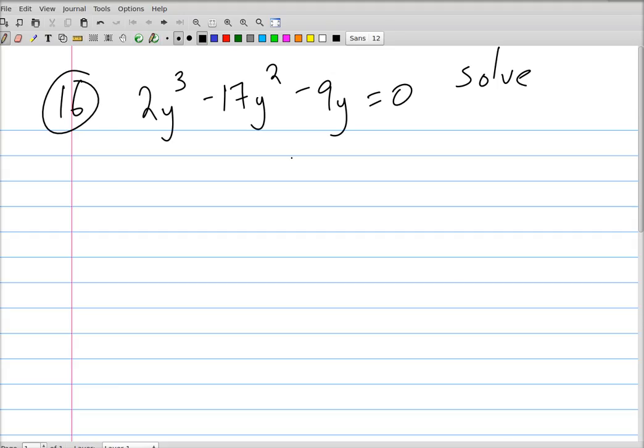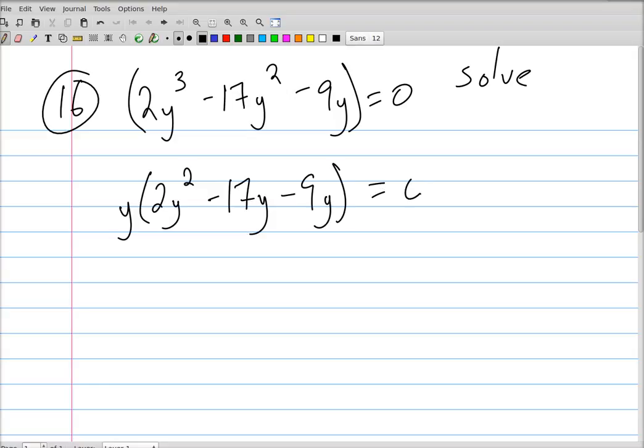Okay. When I look at this problem, one of the first things I notice is that over here on the left side of the equal sign, each one of these terms has a factor of y in it. So what I'm going to do is factor a y out of each term. It's the largest thing I can factor out of each term. So by doing that, it leaves me with 2y squared minus 17y minus 9y, and that's equal to 0.